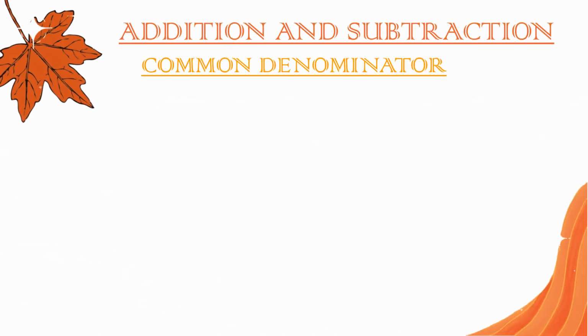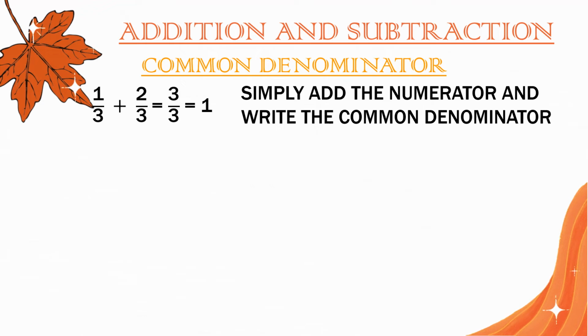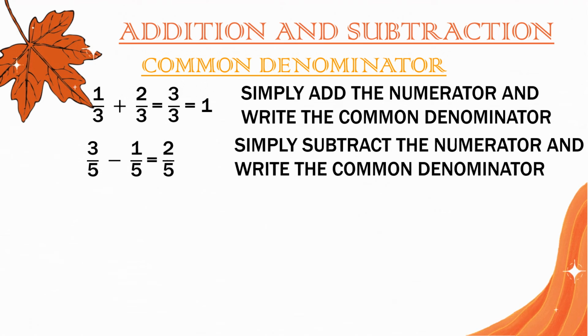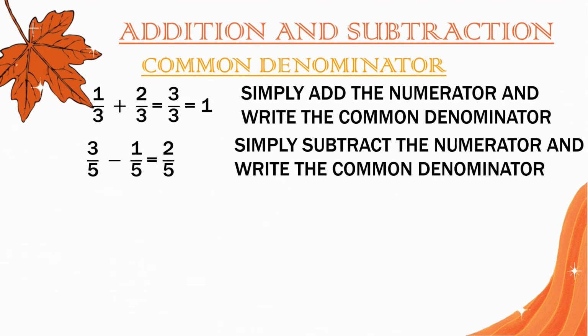Addition and subtraction with a common denominator. 1 by 3 plus 2 by 3 is equal to 3 by 3, which is equal to 1. Simply add the numerator and write the common denominator. 3 by 5 minus 1 by 5 is equal to 2 by 5. Here, simply subtract the numerator and write the common denominator.